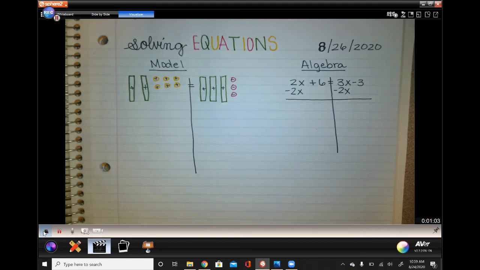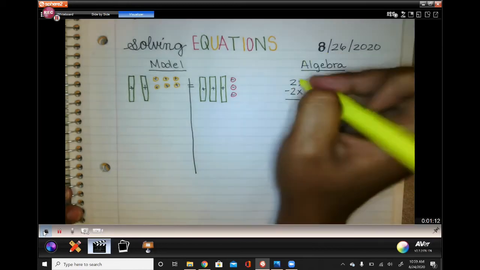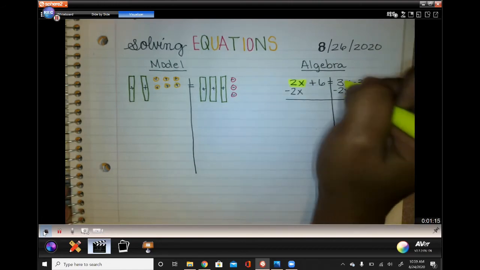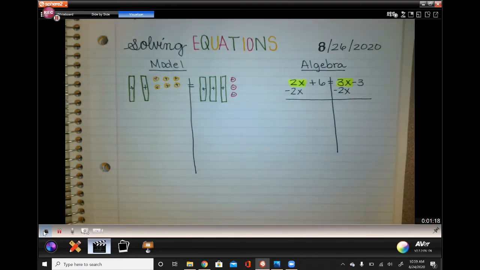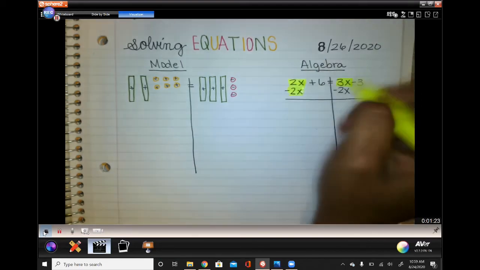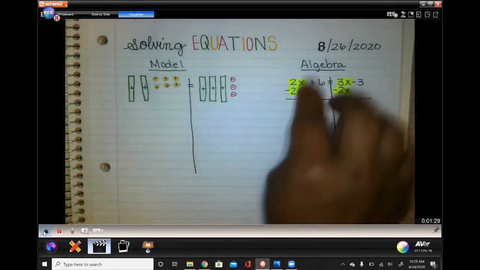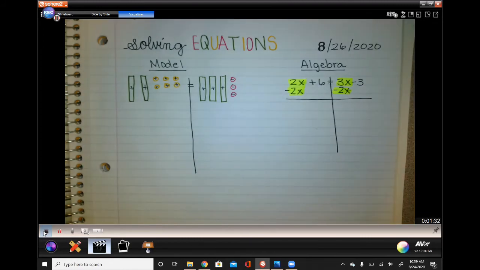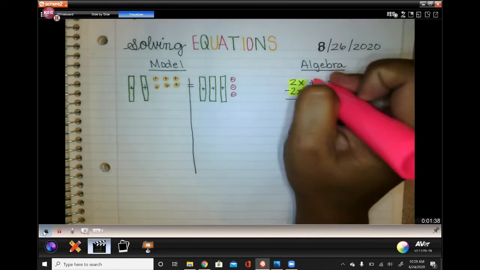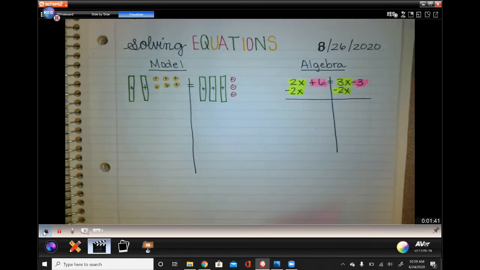So, just real quick, I'm going to grab my highlighter, and I'm going to show you that these 2 positives and these 3 positive x's I needed to combine and move together. So the way that I did that is by taking my negatives, and I had to write them under my negatives. So everything that is in yellow are like terms and can be added together. Everything that's in pink is like terms and can be added together. So I put everything in yellow together.